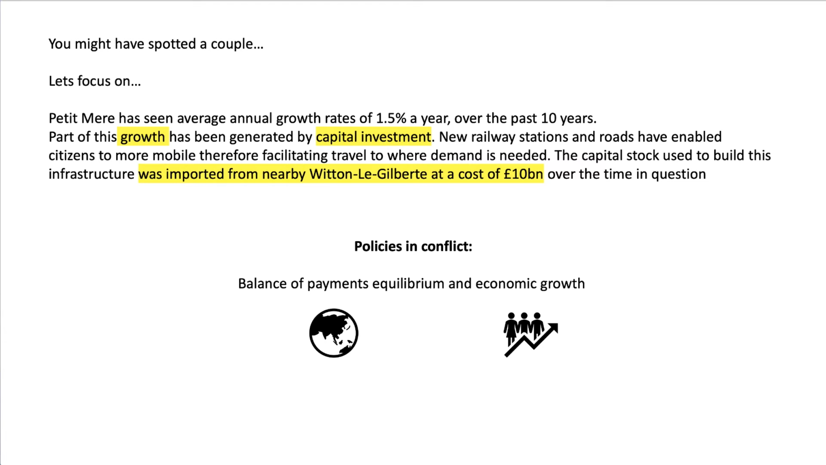Keep reading on. The new railway stations and roads have enabled citizens to be more mobile, therefore facilitating travel to where demand is needed. So here we've got the idea of citizens being able to move and get jobs where the jobs are being created. In other words, the demand is equal to the supply. Reading on, the capital stock used to build this infrastructure was imported from nearby Witton-le-Gilbert at a cost of £10 billion over the time in question.